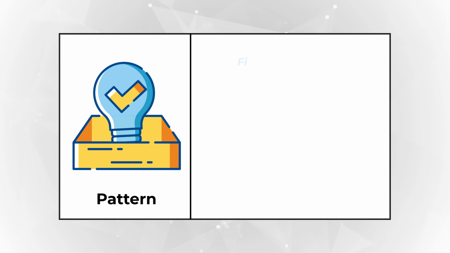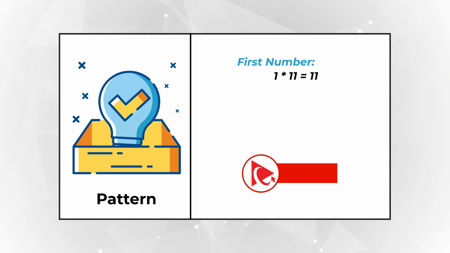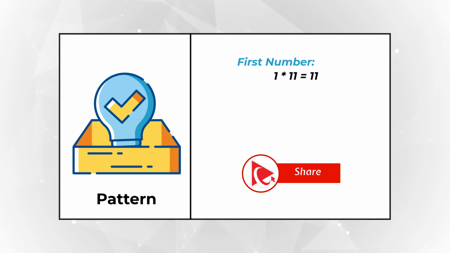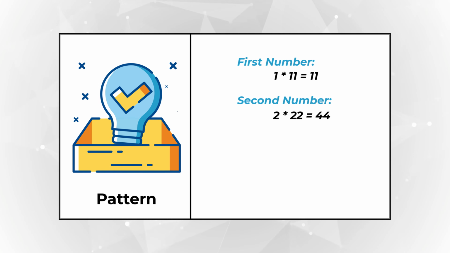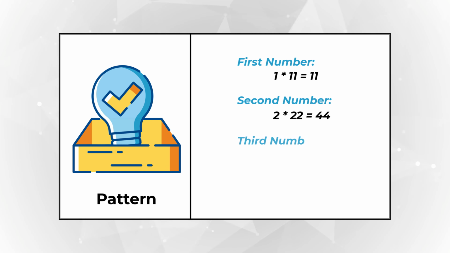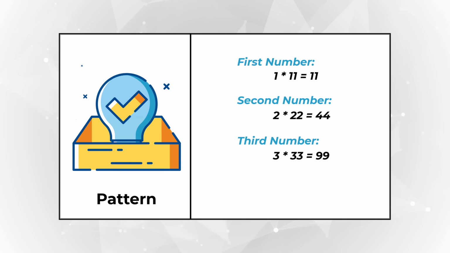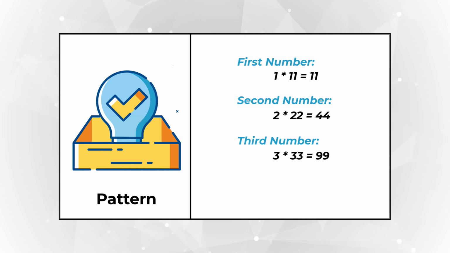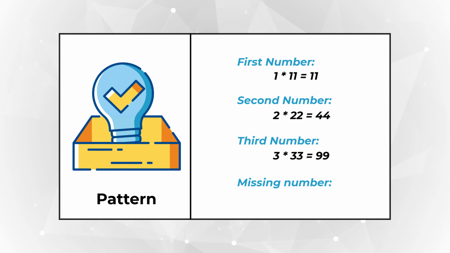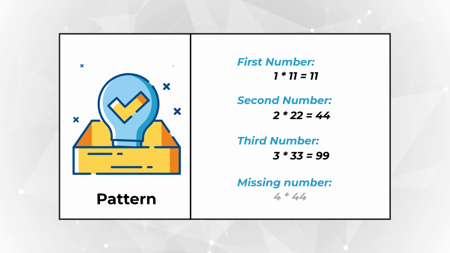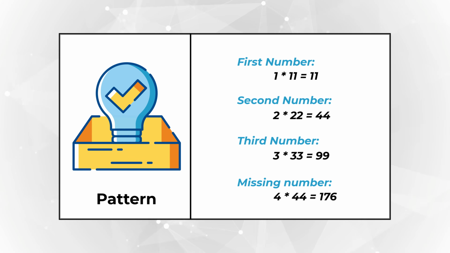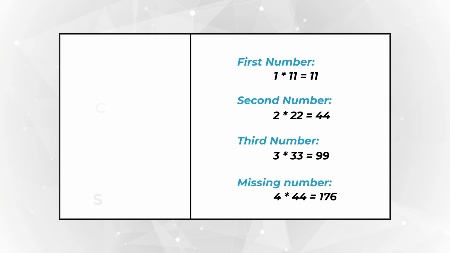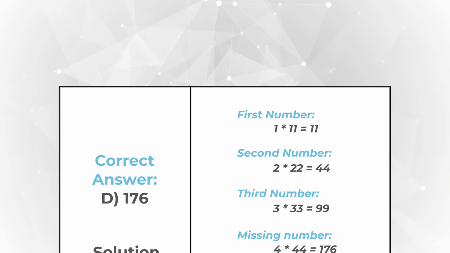For example, the first number is 1 multiplied by 11, which is 11. The second number is 2 multiplied by 22, which equals 44. The third number is 3 multiplied by 33, which equals 99. So the missing number can be calculated as 4 multiplied by 44, which equals 176. So the correct choice here is choice D, 176.